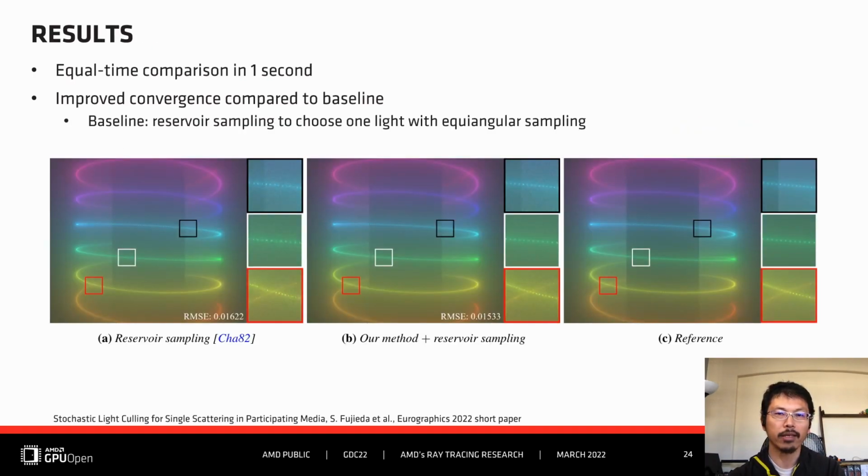Here is the result of the method. We did an equal time comparison. The images except for the reference image, which is shown on the right, were rendered in 1 second. We used reservoir sampling as a baseline, which is shown on the left. Our method is shown in the middle, and this is again an equal time comparison. As you can see, the noise level is reduced quite a lot compared to the naive method in our method. And of course, this is unbiased, so it converges to the reference image if we run longer.